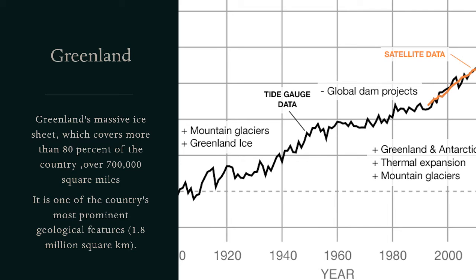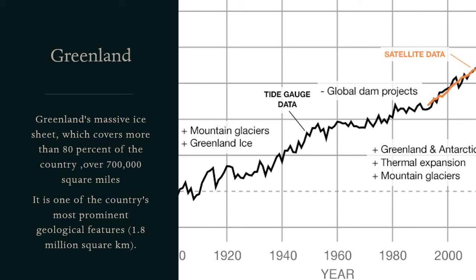One of the countries that has a lot of ice sheet and is an ice sheet climate country. It's covered by 80% of ice sheet, and it's over 700,000 square miles. It's one of the country's most prominent geological features. But unfortunately, as you can see in the graph here on the right, year by year, we are losing a lot of this ice.